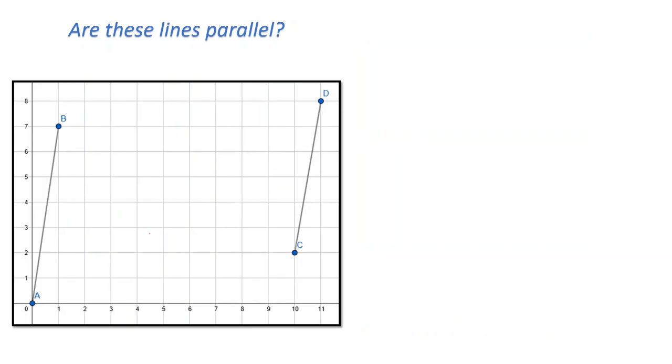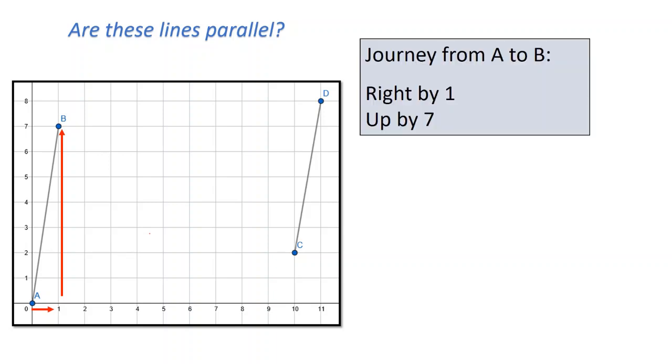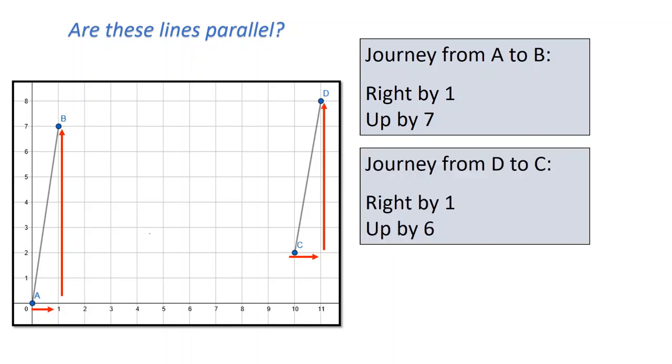So let's look at some more tricky examples like the ones in the quiz yesterday that a lot of you found very challenging. There's a line from A to B and a line from C to D, and it's not immediately obvious which of these is parallel and not parallel. So I've got from A to B, I go along 1 and I go up 7. From C to D, and I could use the numbers at the side of the grid to help me, which is where we get into using coordinates, I go along 1 and up 6.